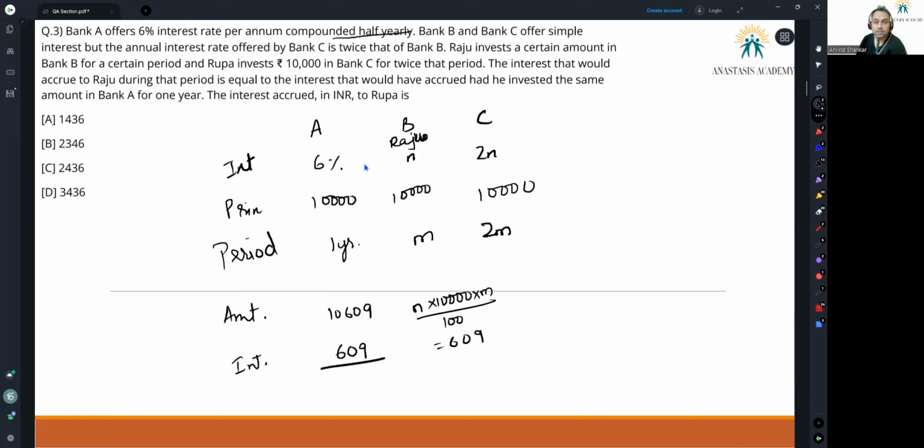I think I misread lots of parts. Let me read. Bank A offers 6% interest rate per annum, compounded half yearly, not a problem. Bank B and C offer simple interest, but the annual interest rate offered by bank B is twice that of bank C.